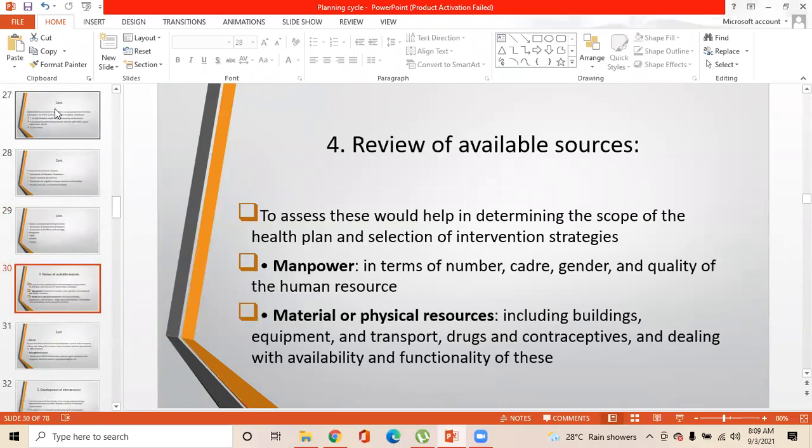Review of available resources. That is the fourth step in the planning cycle. This is to assess resources, which helps in determining the scope of the health plan and selection of the intervention strategies. Manpower is considered in terms of the number, cadre, gender, and quality of human resources. Material or physical resources include buildings, equipment, transport, drugs, contraceptives, and dealing with availability and functionality of these.